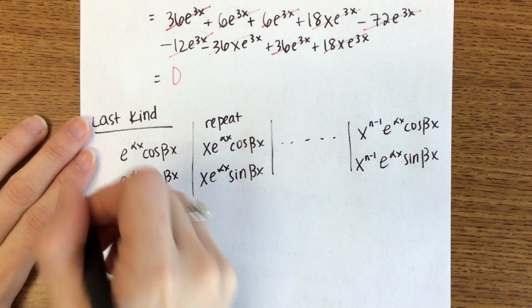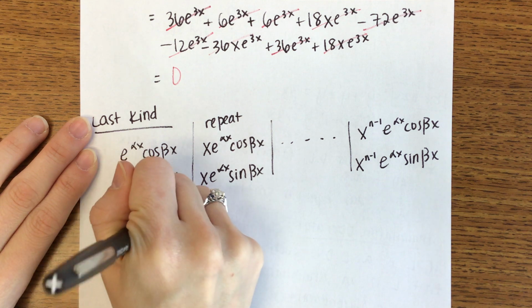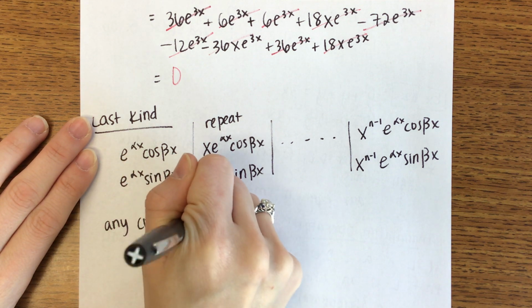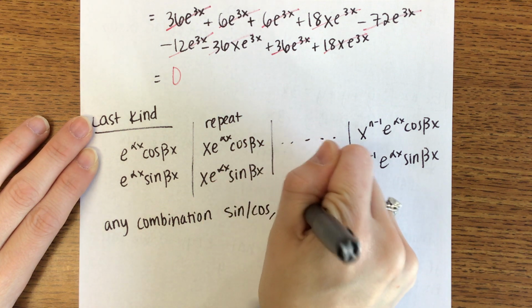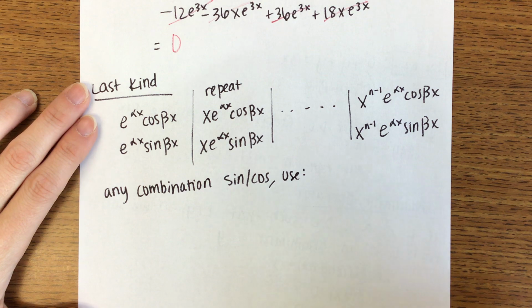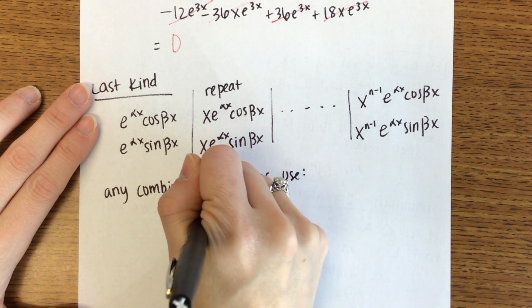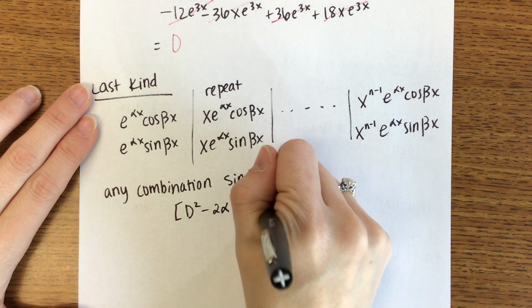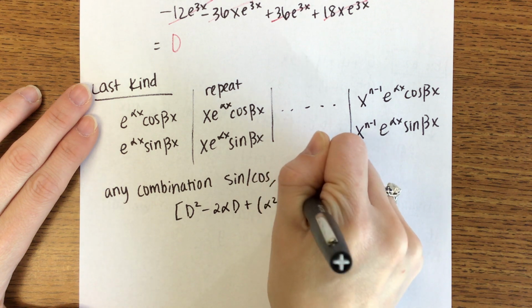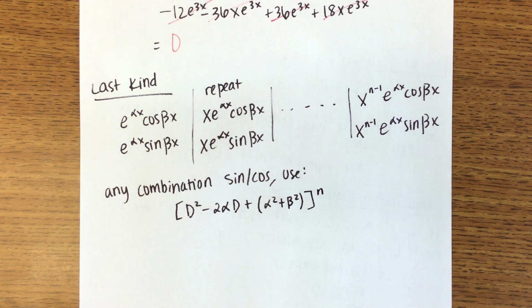Okay, this one gets a little more complicated. Any combination of sine and cosine, you're going to use the following. The quantity d squared minus 2 alpha d, add the quantity alpha squared plus beta squared, all to the power n. N would be for the number of times that the root repeats itself.